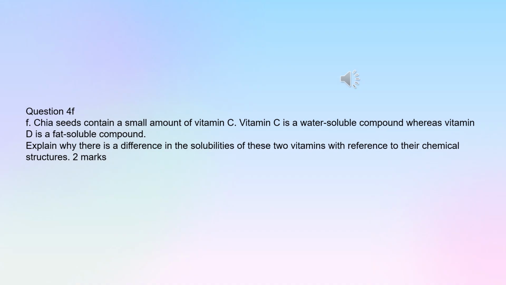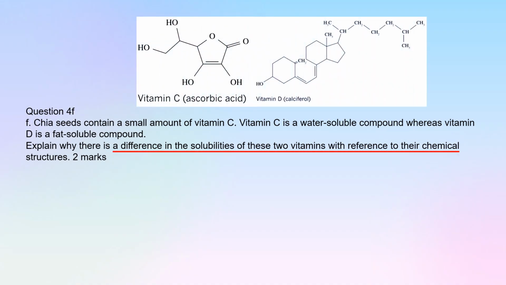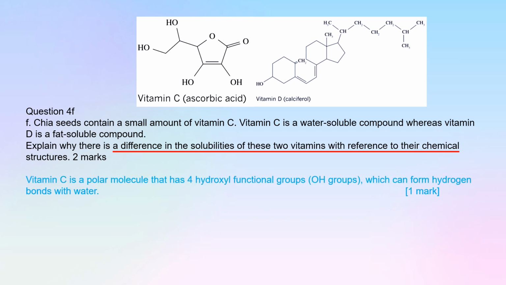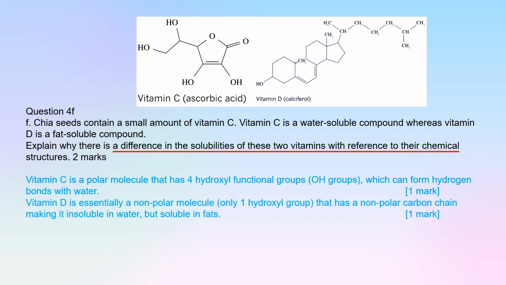This question is focused on the difference in the solubilities of vitamin C and D. To answer this question, students should reference their chemical structures. Vitamin C contains 4 hydroxyl functional groups, so it can form hydrogen bonds with water and is soluble in water but not in oil. Vitamin D is composed of a nonpolar carbon chain and lacks a polar group, with only one hydroxyl group, so it can form dispersion forces with fat, is soluble in fat but not in water.